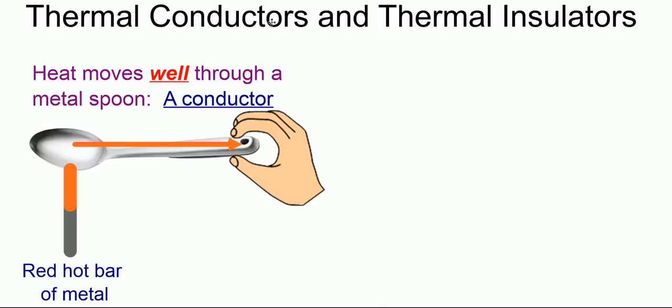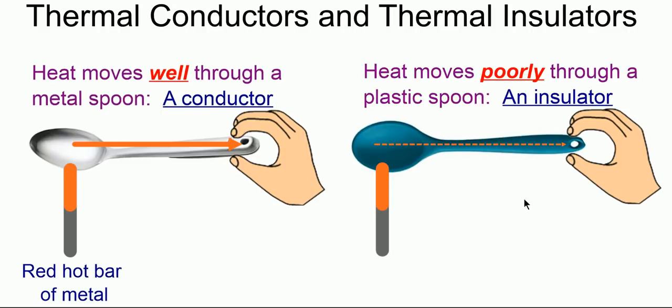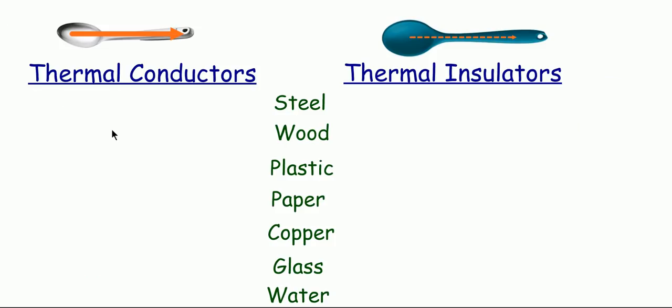Again, conductors and insulators, thermal conductors, insulators. We have our spoon made of metal. Here we have a red hot bar heating up a bar of metal. Heat moves well through a metal spoon. It's a conductor, a thermal conductor. I'm not using wood here, I'm using plastic. There's also an insulator. Heat moves poorly through a plastic spoon. It's an insulator. Wood's one too, right? All right, so that's the definition of thermal insulators and conductors.